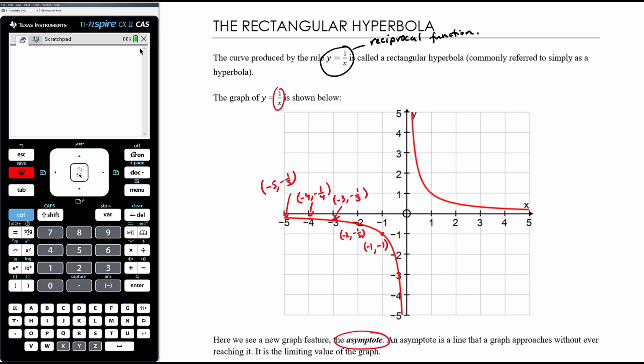The other thing we haven't looked at is when we're between 0 and 1. So let's imagine when x equals 1 half, y equals 1 divided by 1 half, which is 1 times 2 over 1, so that's 2. When x equals a half, y equals 2.